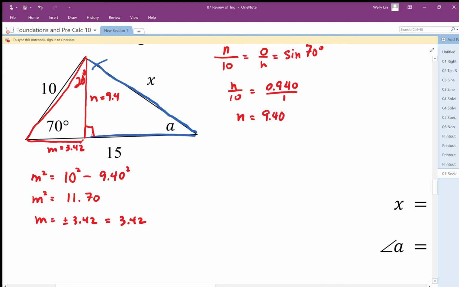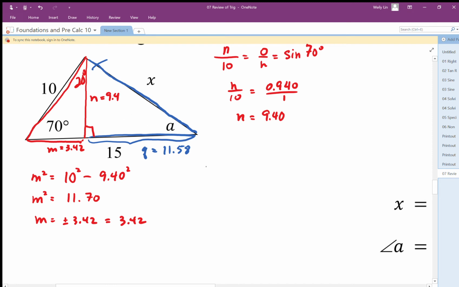However, this side in here is just the difference between the long side of 15 and the M that I just calculated. So if I do 15 minus that M value, I'll call this length Q. That length of Q is going to be 11.58. Now I have two sides of this right triangle. That means I can calculate the hypotenuse using Pythagoras, and I also have enough sides to make a ratio.